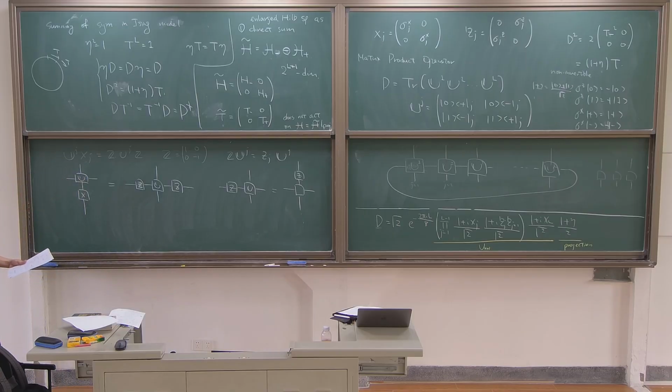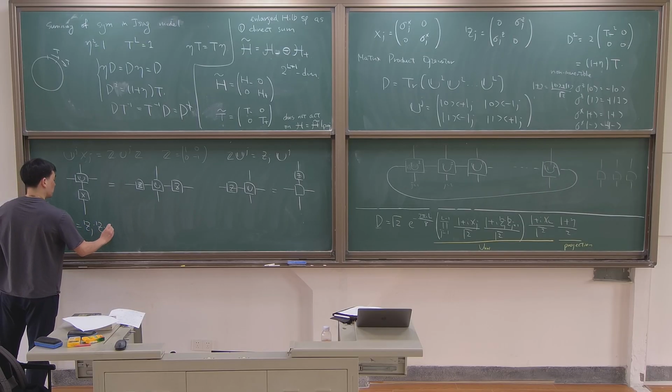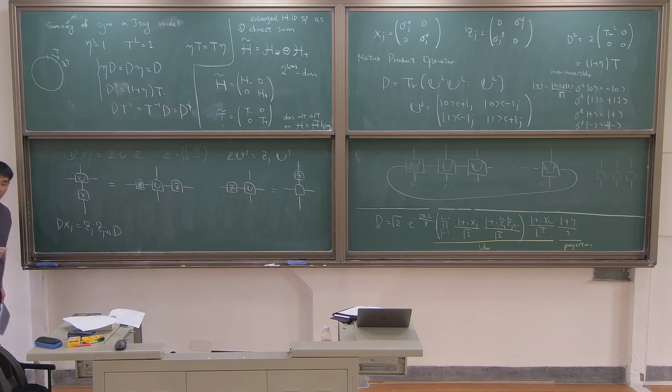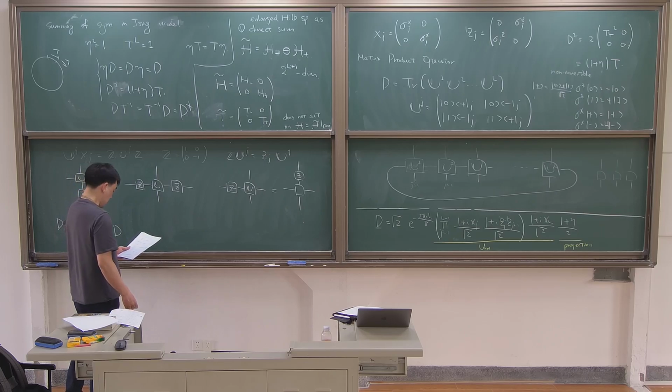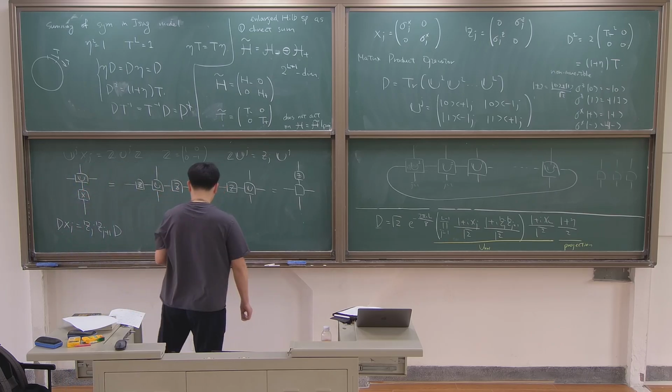Now, if you use this notation, you can show that what we want, the Kramers-Wannier transformation, is this one. This is the Kramers-Wannier transformation we want to get: X goes to Zj times Zj plus 1. This one can be understood as follows.